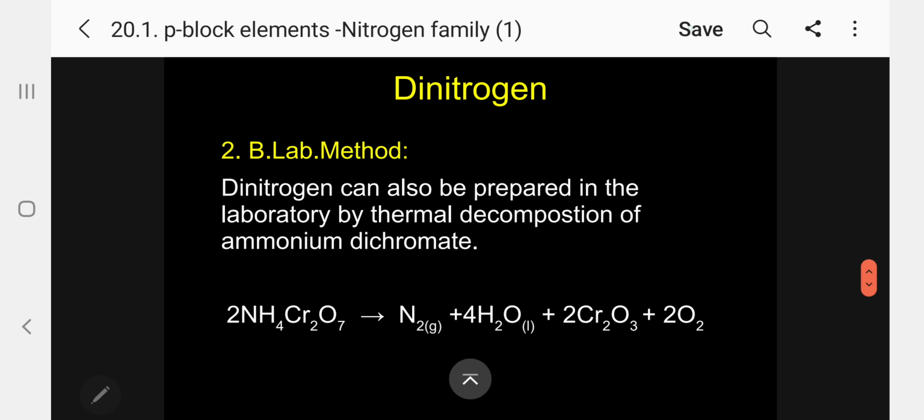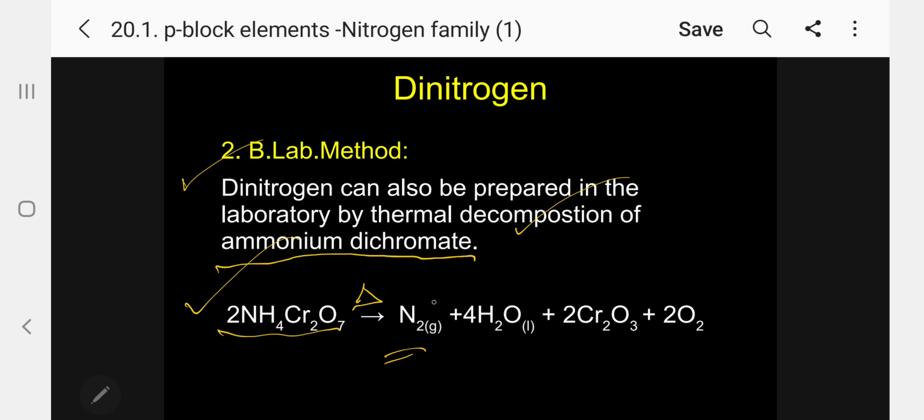The second laboratory method: dinitrogen can also be prepared by thermal decomposition of ammonium dichromate. Normally, we know potassium dichromate is used in the laboratory as a reagent for titrations. So here, when you heat ammonium dichromate, what will happen? Nitrogen is liberated along with water, chromium trioxide and oxygen. Kindly follow. So we can collect nitrogen in the laboratory.